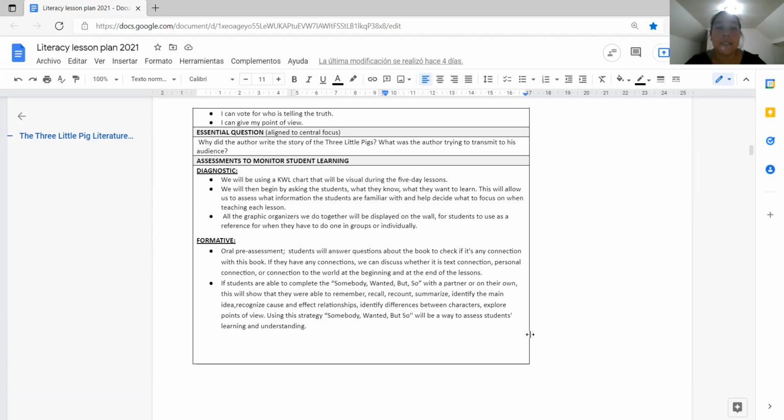And the diagnostic. We will be making a KW chart that will be visible during the 5-day lesson. We will begin by asking students what they know about the story, what they want to learn, and what they learned at the end of the story.